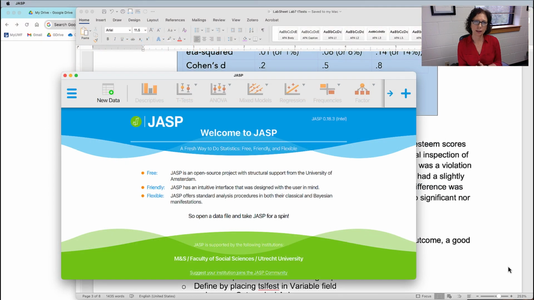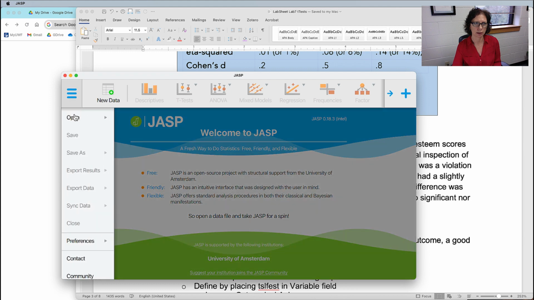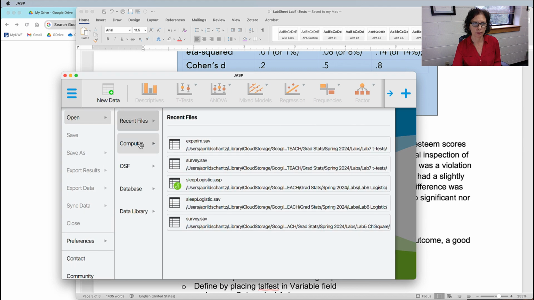So with our independent samples t-test, this would be a research question that looks at, are there significant differences between two independent groups? Our research question for this first part of the lab is: is there a significant difference in average self-esteem scores between men and women? So we'll open up our survey.sav data set wherever you've placed it.